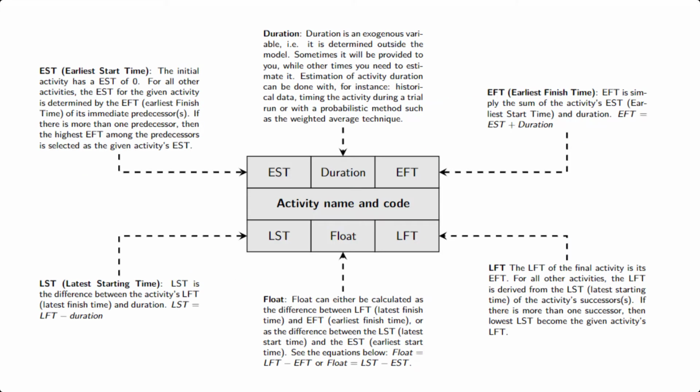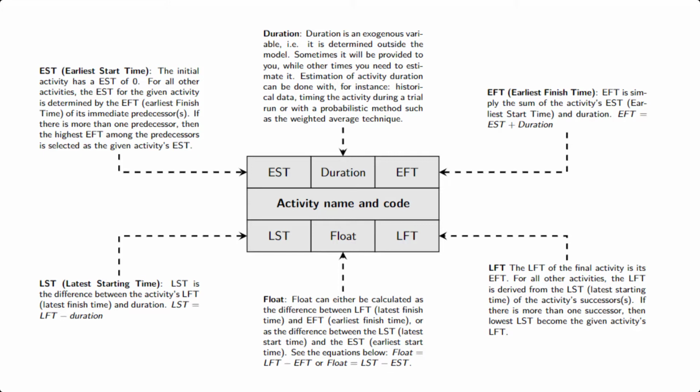All of that background information will culminate in this one single figure. Each of the nodes should consist of 3 rows and 3 columns. In the top left corner we have the EST, that's the earliest start time. Then we have the duration, in the top row, middle column. And in the top row, final column, we have the EFT, or the earliest finishing time. In the second row we have the activity name and/or the activity code. And on the bottom row, going from left to right, we have the LST, that's the latest starting time, the float, and the LFT, which is the latest finishing time.